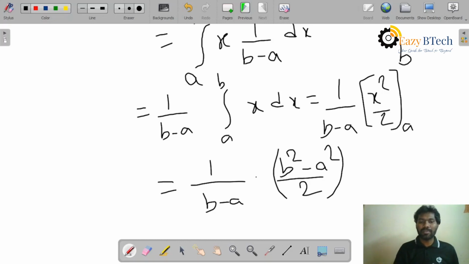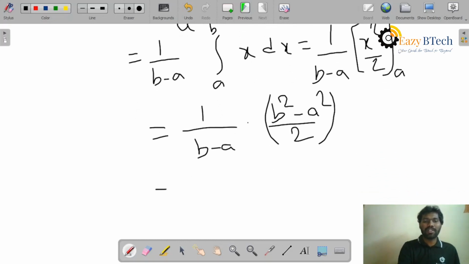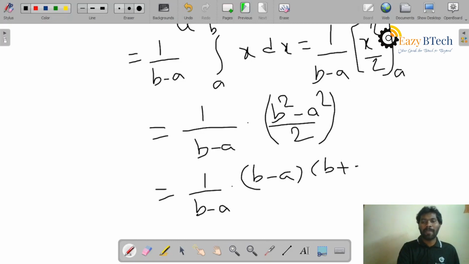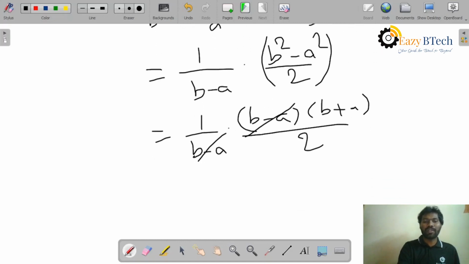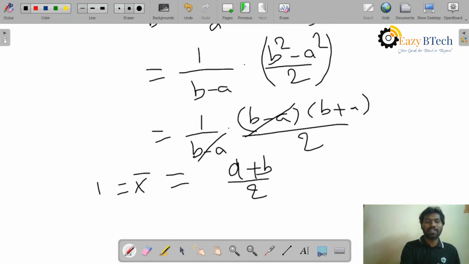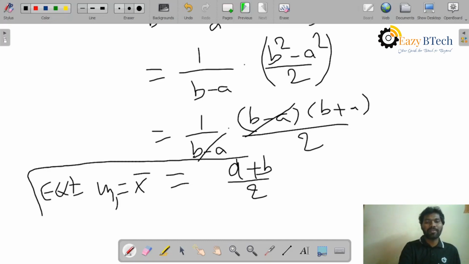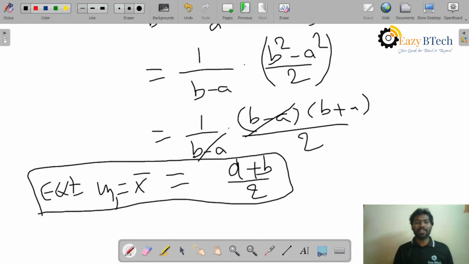If you apply the a square minus b square formula in the above expression, it becomes 1 by b minus a into b minus a into b plus a divided by 2. So b minus a gets cancelled. The mean value of a uniform random variable is equal to a plus b by 2. So x bar, also called m1, or also called expectation of x, whatever the name, the value is the same: expectation of x equals m1 equals x bar equals a plus b by 2.